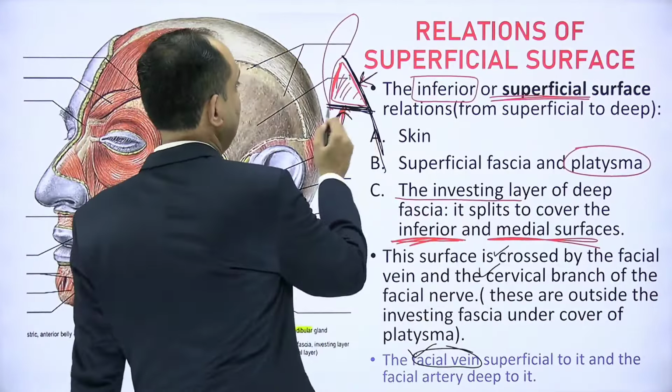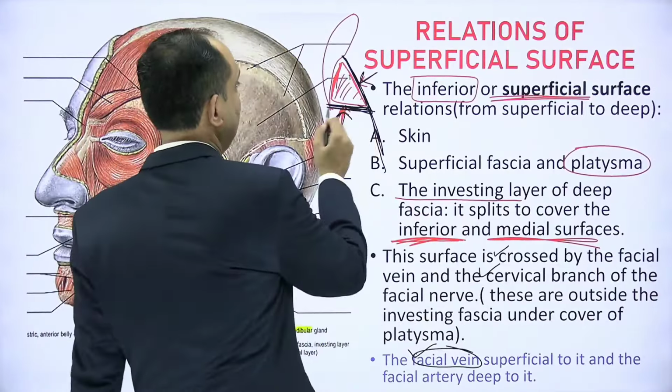So what are the inferior relations or the superficial relations of the superficial surface? First is the skin. Below the skin, you have the superficial fascia and platysma. Deep to that, you have the investing layer of deep cervical fascia. Apart from that, you have two more structures. This surface is crossed by the facial vein.